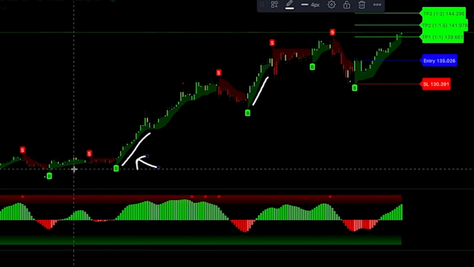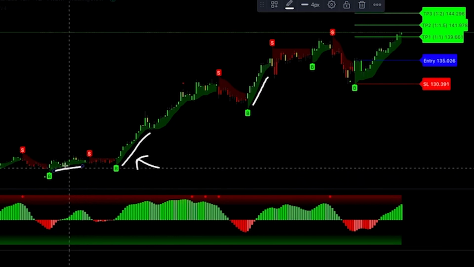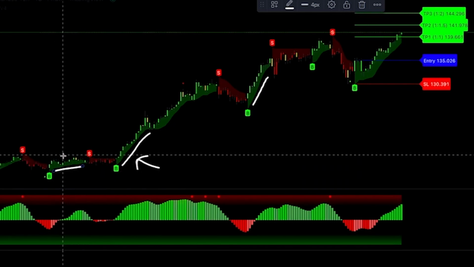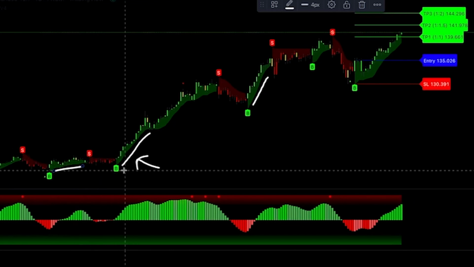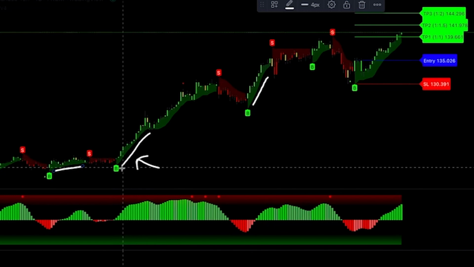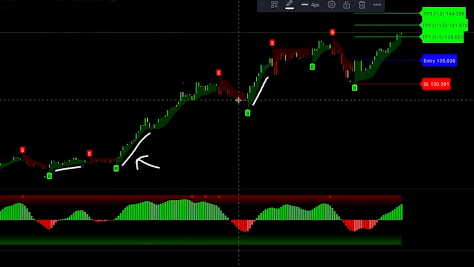Now, if you compare that to something like this, where you have a flat trend cloud, you do not have a lot of momentum here. So this is not necessarily somewhere you would want to enter a trade. You want to enter a trade only when you have strong momentum on your side and that green trend cloud is going up.